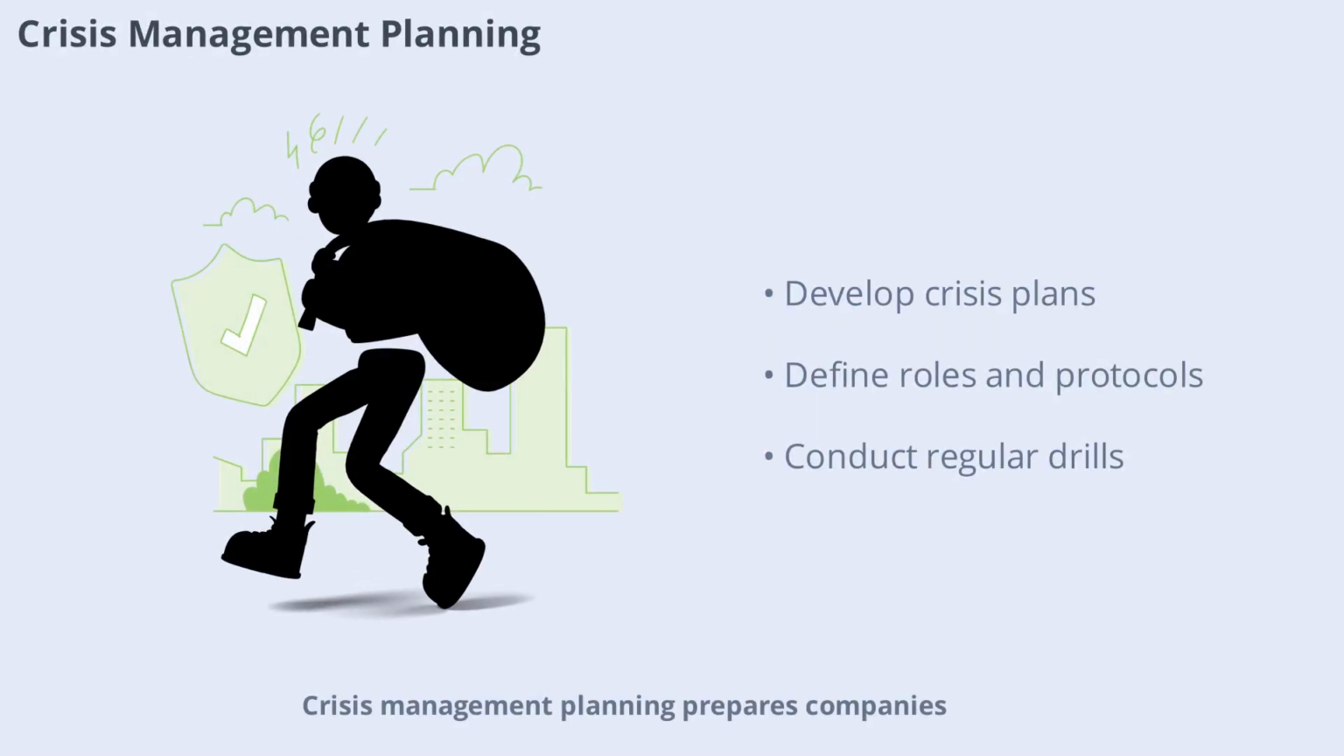Crisis management planning prepares companies to respond effectively to unexpected events, such as natural disasters, political unrest, or cyber attacks. A good crisis plan includes clear roles, communication protocols, and recovery strategies. Regular drills and updates ensure that teams are ready to act quickly. Effective crisis management minimizes losses and supports business continuity.